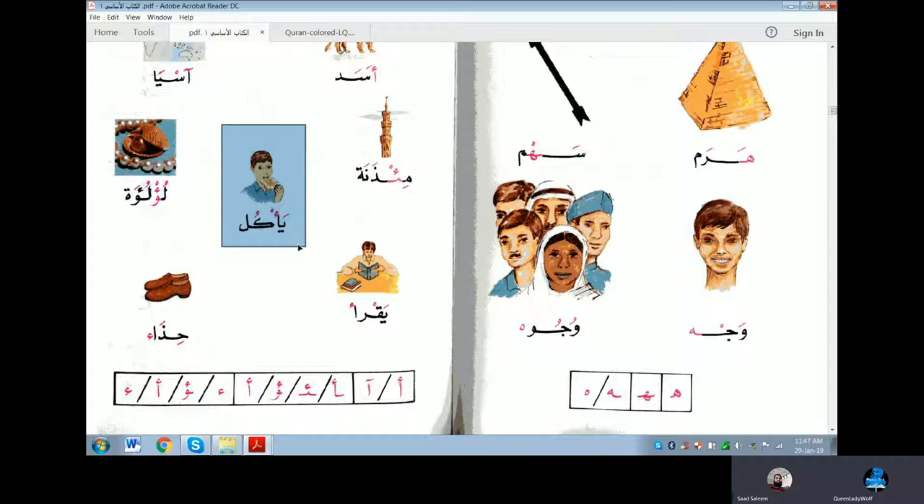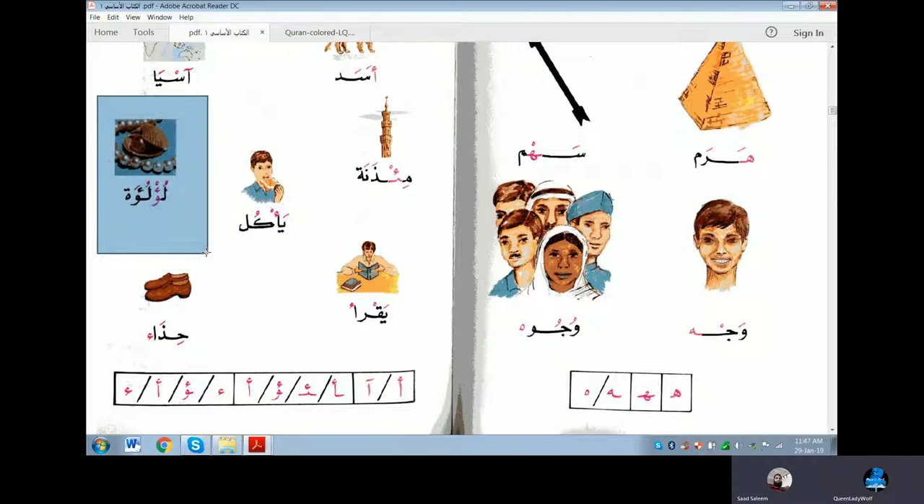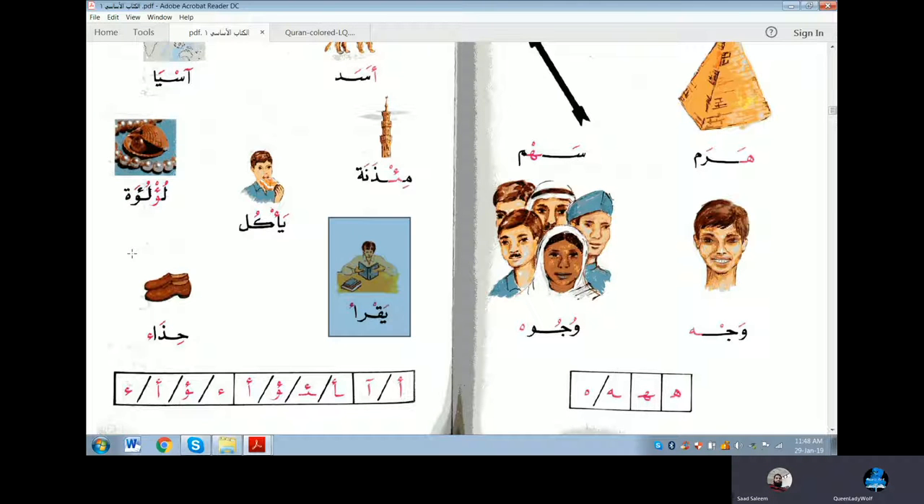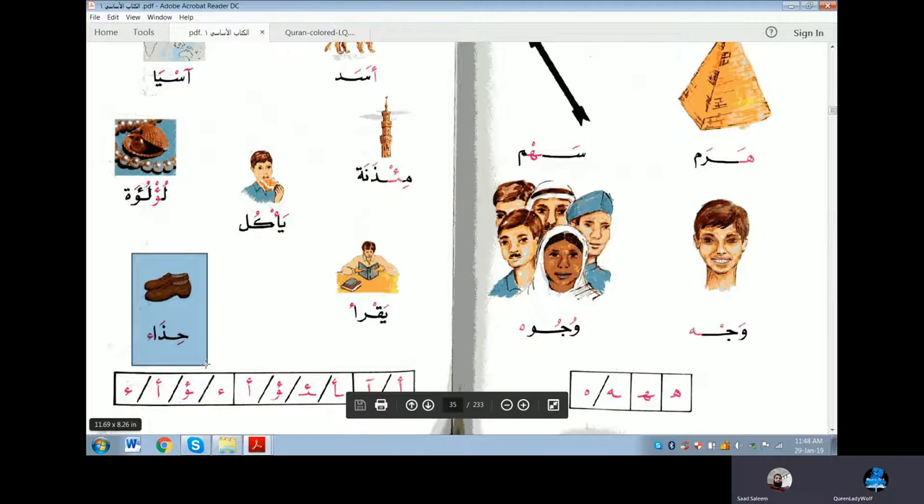Yakulu, it's eating. And Luluwa, P-E-A-R-L, pearl. Luluwa is a pearl. And Yakra, Yakra is reading. And Giza is shoes.